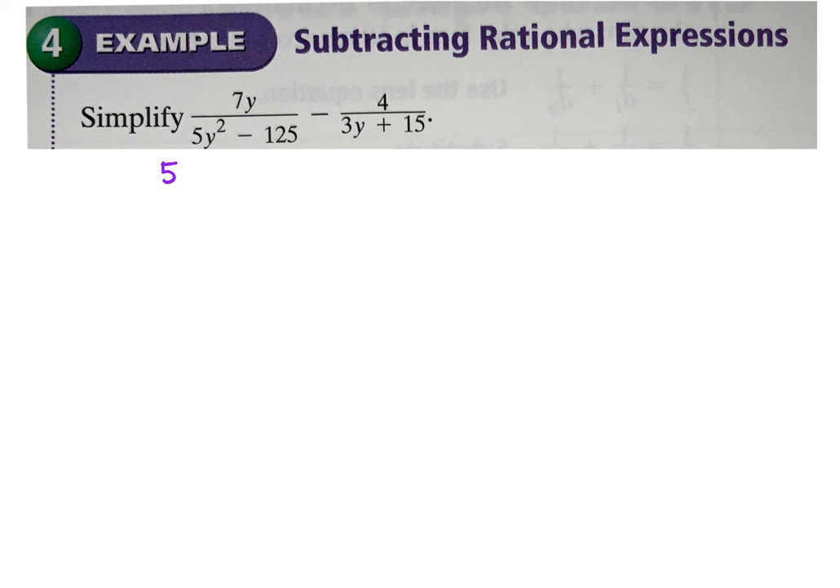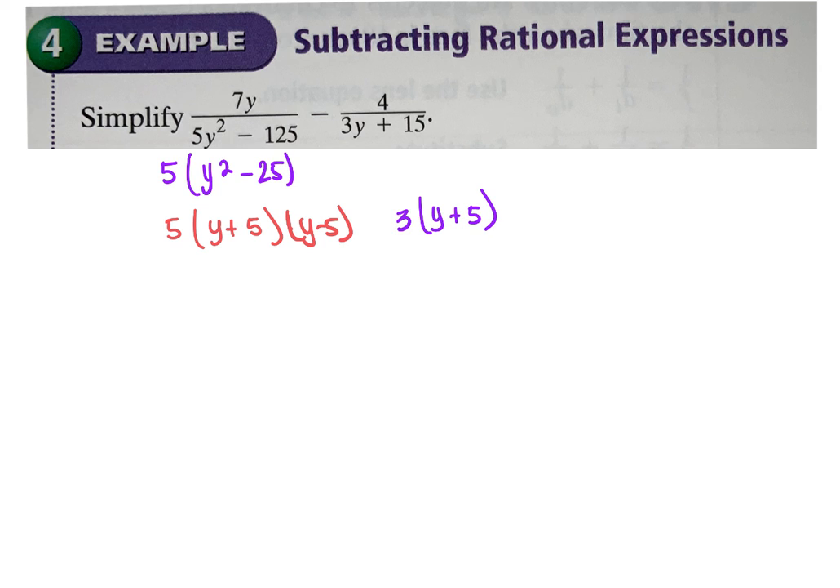I can take a 5 out. I get y squared minus 25, which is going to factor to what? Y plus 5, y minus 5, right? And then this one right here is going to factor to 3y plus 5. And so when I get my common denominator here, I'm going to get the 3 and the 5, right? So I have a 3 and a 5. Y plus 5. And y minus 5.